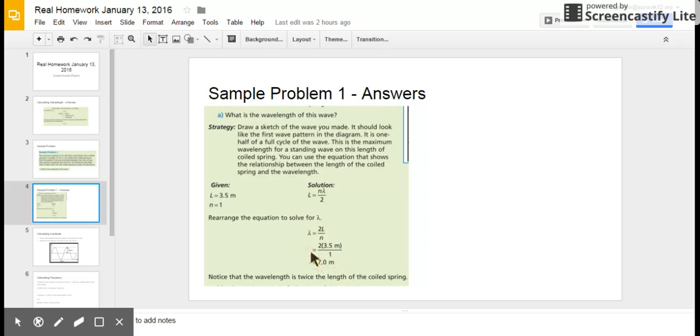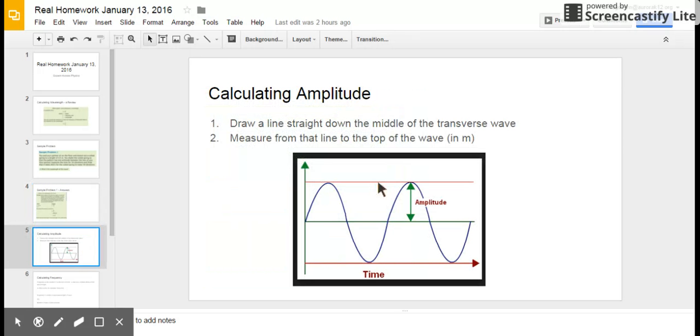If you don't understand quite how to do that, I do want you to copy down this equation right here and understand that length is the length of the string, not the wavelength. Wavelength is going to be determined by 2 times the length divided by the number of nodes. Calculating amplitude: to calculate amplitude, you're going to draw your midline and measure from that line to the top of the wave. That's right here. You'll just measure from here to here, and that's your amplitude. This is recorded in meters.